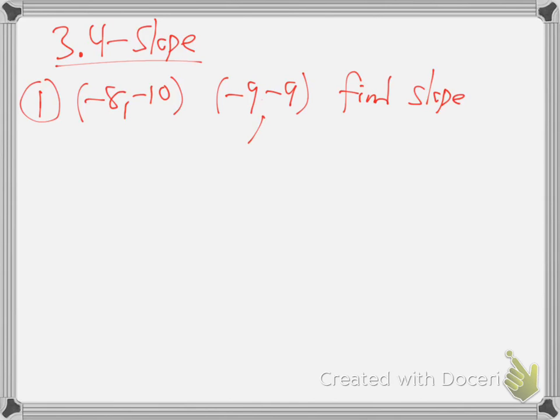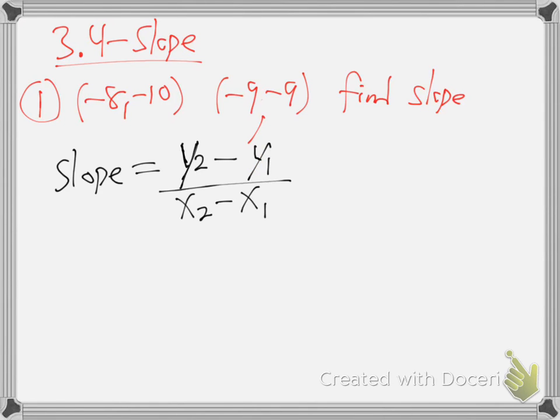y2 minus y1 over x2 minus x1. Exactly. So the slope formula is y, that's a y, y2 minus y1 over x2 minus x1. That is the slope formula. So that's the slope formula.